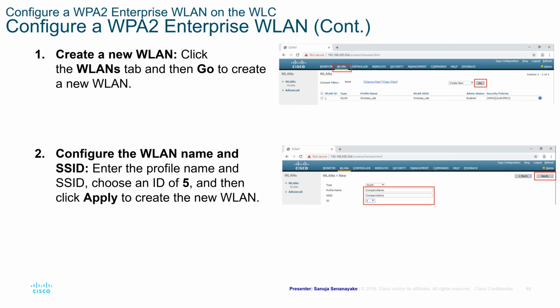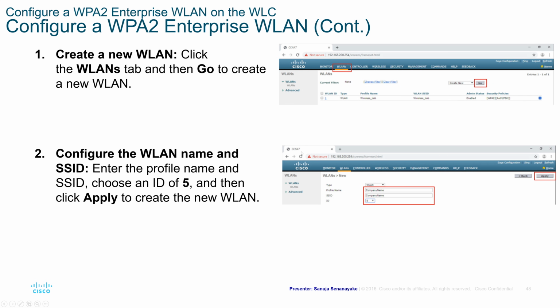So the first thing we're going to do is create a new WLAN. To do that, we're going to click on the WLANs tab from the top right here. We have the WLANs tab, and then we're going to click on Go to create the new WLAN. So click on the WLAN tab here, and on the main page you will see Create New, and then in here we're going to click on Go.